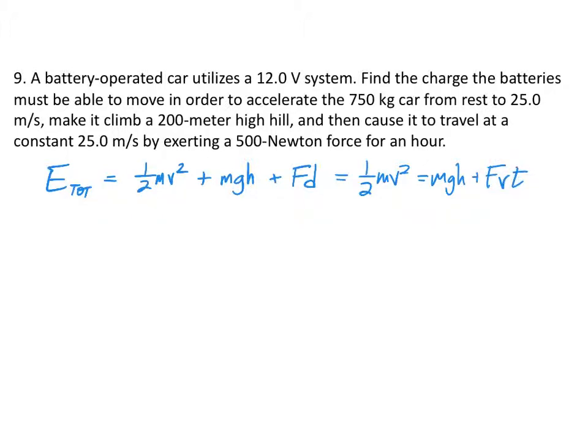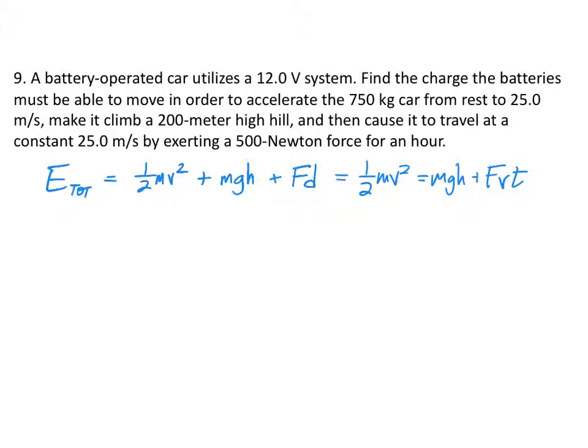Now that FVT, that's power times time, because if you think about it, V is D per T, okay? So FD per T times T is just FD, but it's one of the power formulas, okay? And so we're talking about those sorts of things.